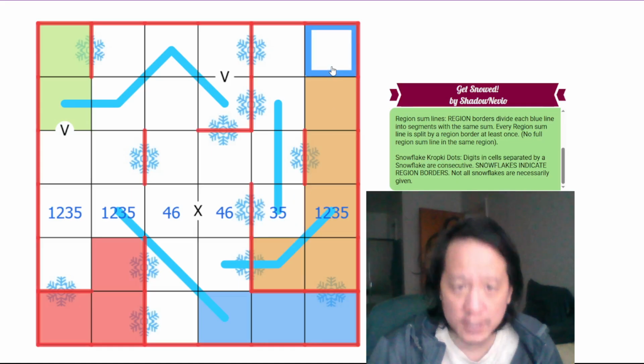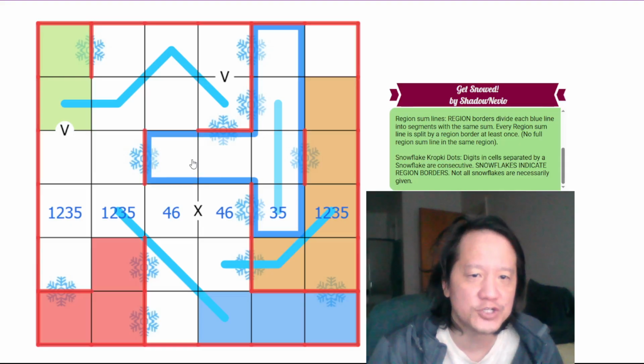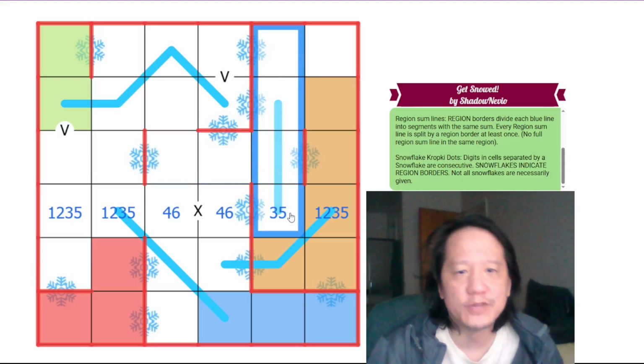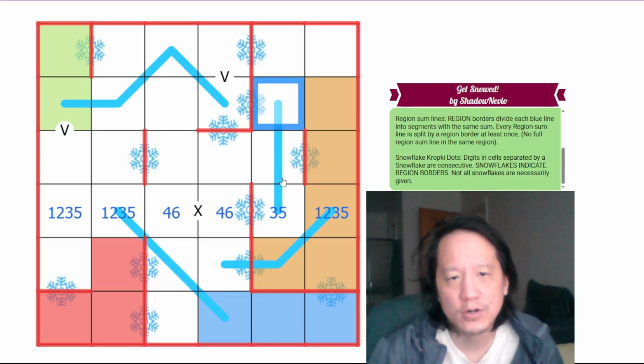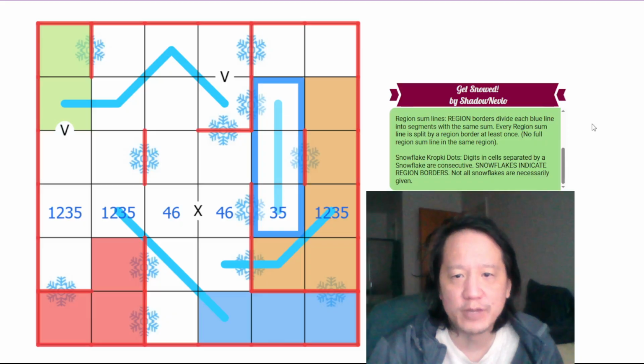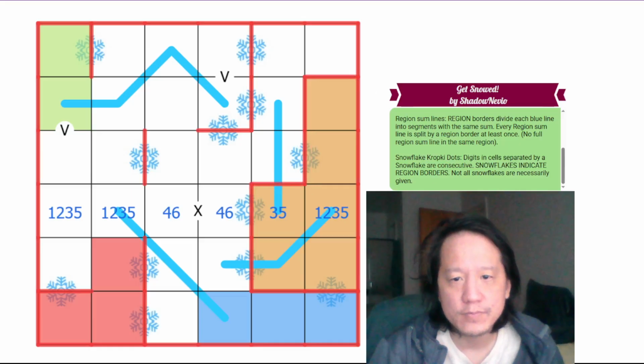And so it can either go here or it could go here. Well, if it goes here, the problem is this part would have to be part of a region, and these would also have to be part of a region, but they would have to be the same region because there's no other thing. And we know that there's a region border here, somewhere along this region sumline, because we are given that constraint. So it cannot be orange here, therefore it must be orange here. And this is a region border.